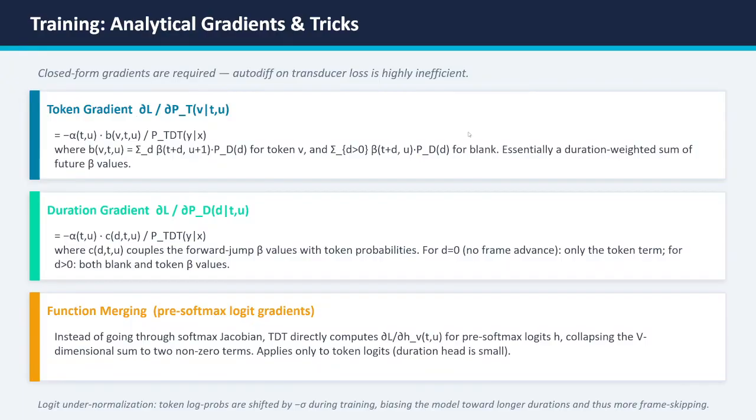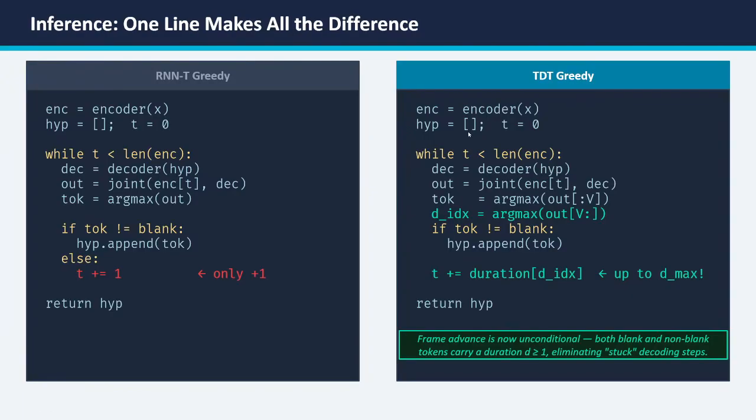The paper also highlights 3 training tricks. First, function merging: computing gradients directly on pre-softmax logits to save messy computation. Second, logit under-normalization: artificially shifting the probability distribution to encourage the model to predict longer durations. And third, sampling the loss: mixing TDT and RNNT loss to prevent insertion errors during batched inference.